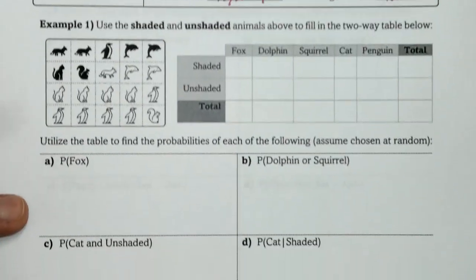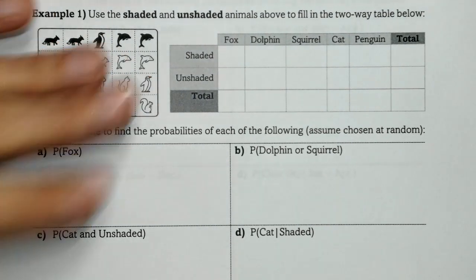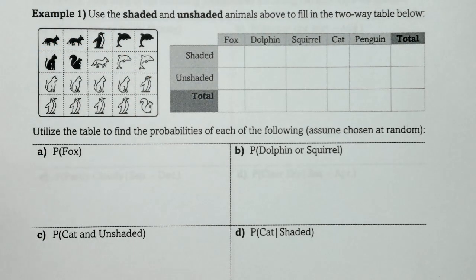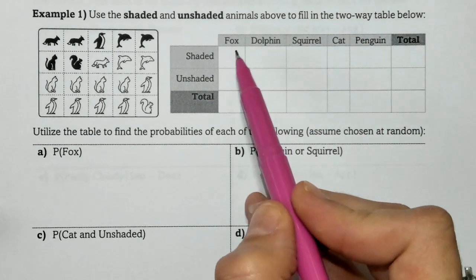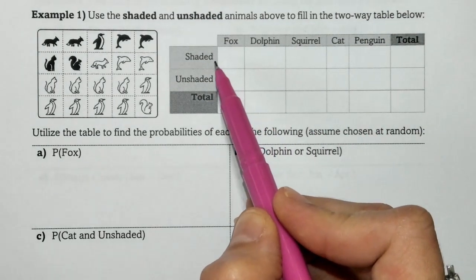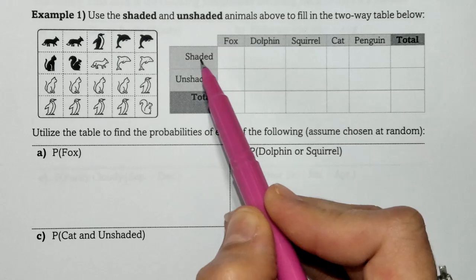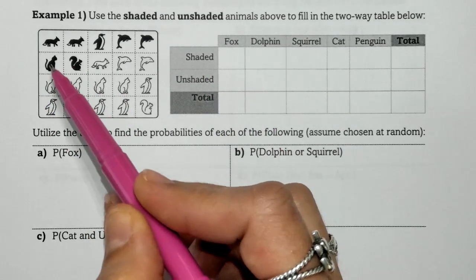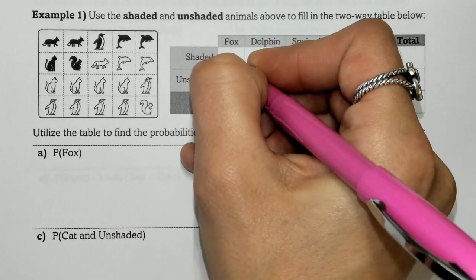So let's just go straight into it, and let's go ahead and take a look at our picture over here and fill in our table. So what we're going to do is look for the intersection, which is going to come up in a little bit, the intersection of shaded and fox. We're going to see how many shaded foxes are in this diagram, and we count 2. We're going to keep moving.